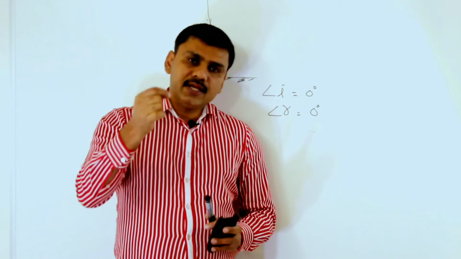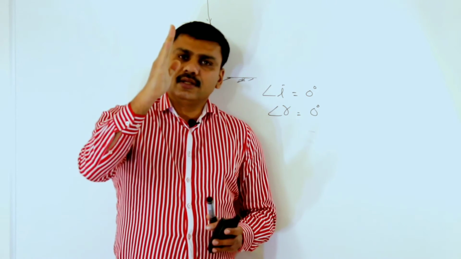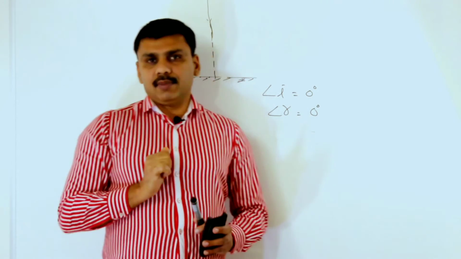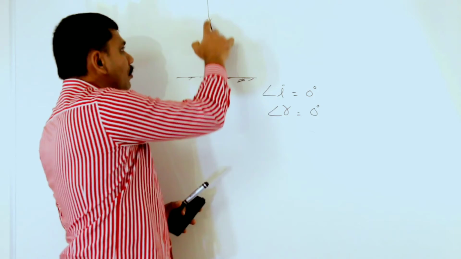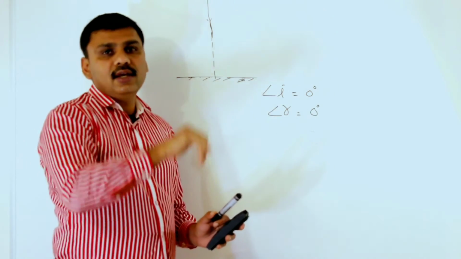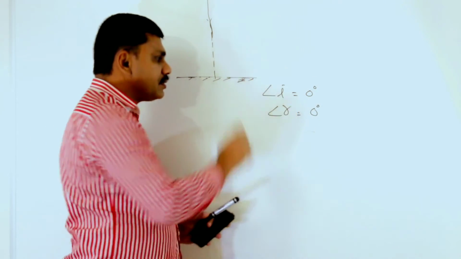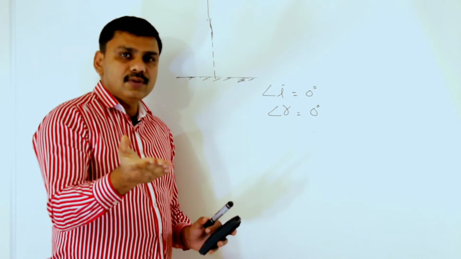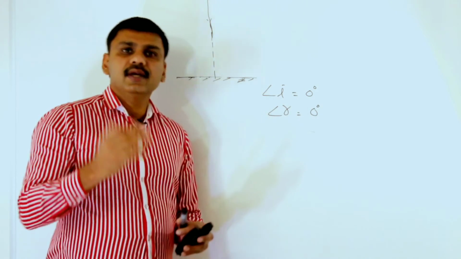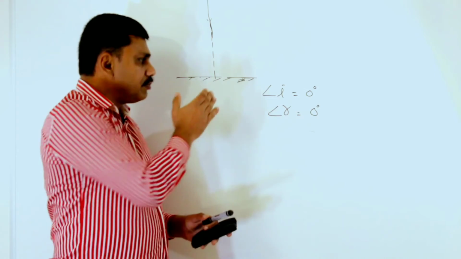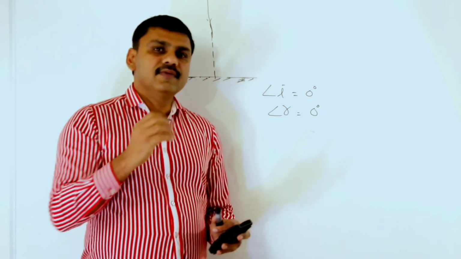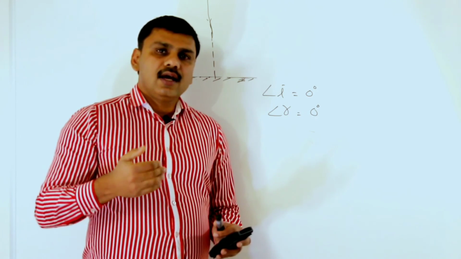Why is it so? The incident ray is passing through the normal. So there is no angle between incident ray and the normal. So the angle of incidence will be 0. According to regular reflection, the angle of reflection also will be 0. So this is an important thing. So these are some questions related with the angle of incidence, angle of reflection.